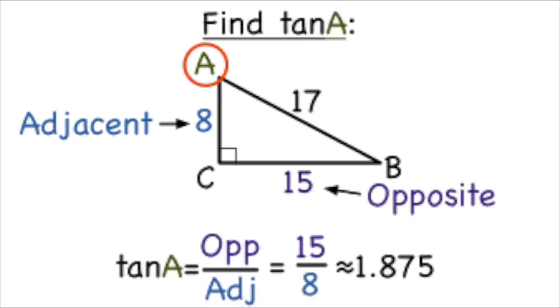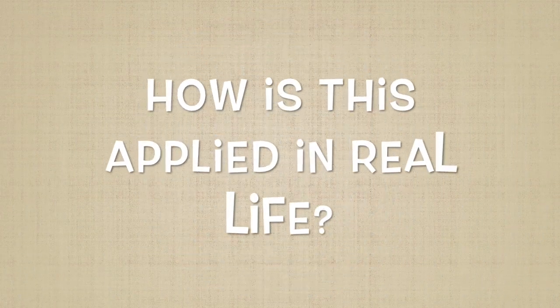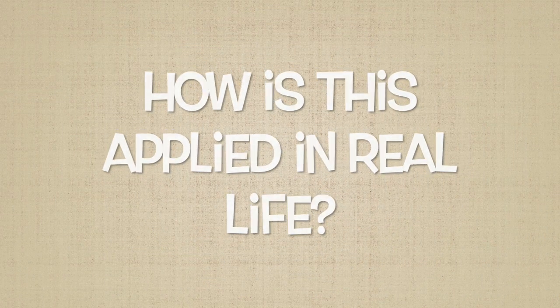Last but not least, we need to find the tangent of point A. Point A being circled in red, the opposite would be 15 and the adjacent 8, giving us an answer of 1.875. How is this applied in real life?